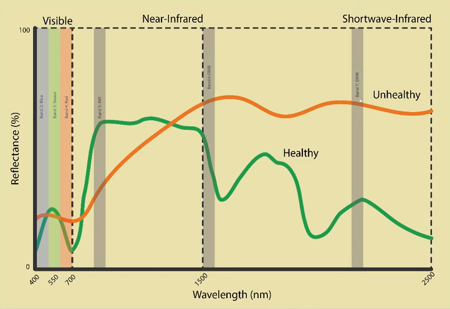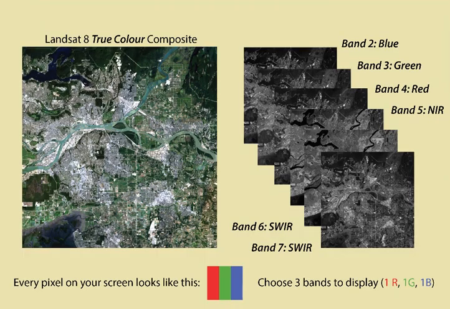The OLI sensor captures 3 bands in the visible spectrum, band 2 being blue, which has a center of 482 nanometers, band 3 green, which has a center of 561 nanometers, band 4 red, which has a band center of 654 nanometers. There's one band in the near infrared, which is band 5, which has a band center of 864 nanometers, and then there's 2 bands in the shortwave infrared section, band 6 being around 1600 nanometers, and band 7 being around 2200 nanometers. Let's start by looking at an example of a Landsat scene.